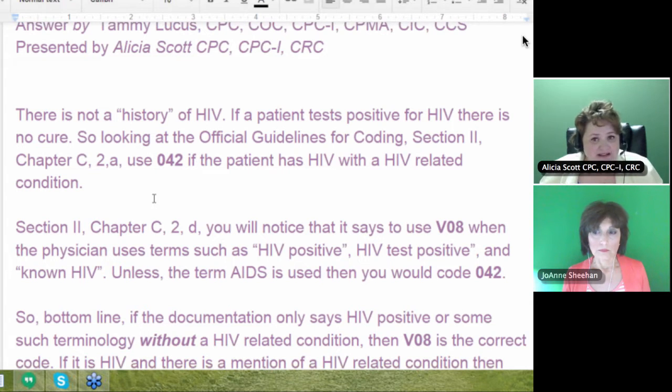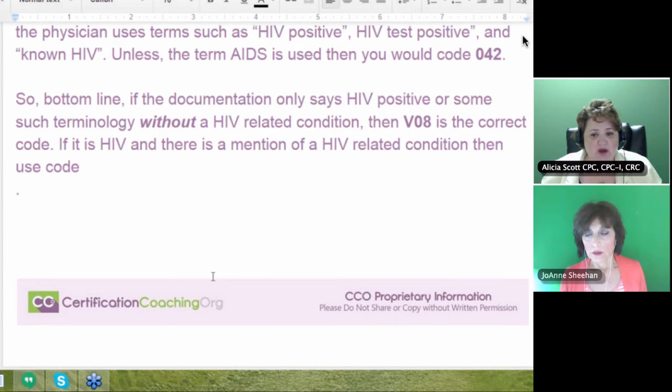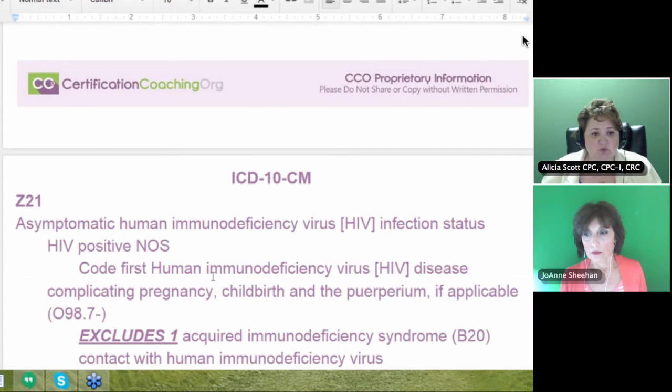It is like giving somebody diabetes. You can't get that off their record, and being HIV positive versus having AIDS changes everything. So the bottom line is, if the documentation only says HIV positive, or you might see terminology without an HIV-related condition, because if they have a related condition, it automatically turns HIV into AIDS, then V08 is the correct code that you're going to use here. But if it is HIV and there's a mention of an HIV-related condition, then you're going to use the code for AIDS.